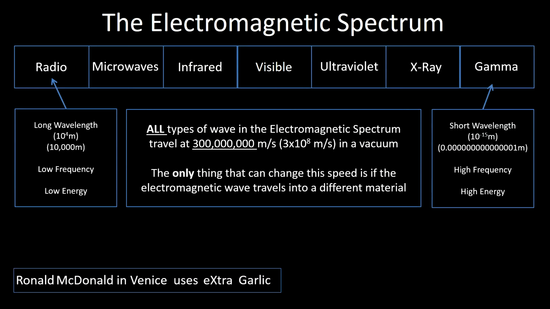You also need to know and remember this number, that all types of wave in the EM spectrum travel at 300 million meters per second, sometimes written as 300,000 kilometers per second, in a vacuum. Okay, so through space. They will be going at different speeds if they are going through a different material. So going through glass or water, they will be slower than that.